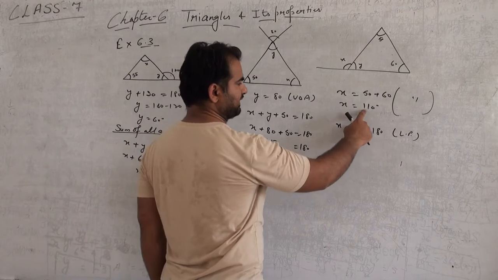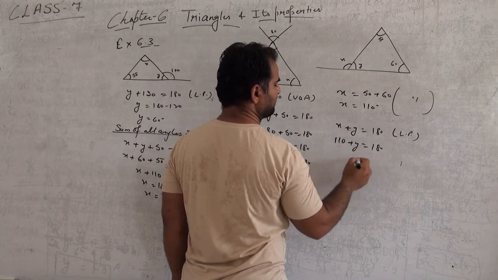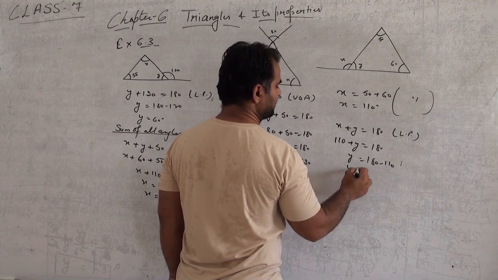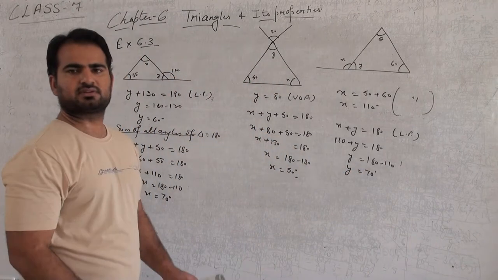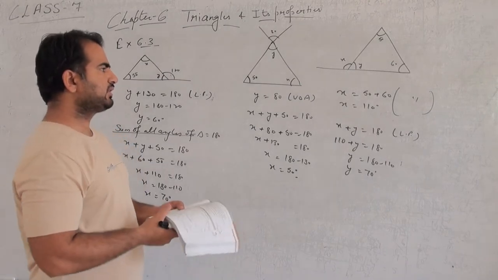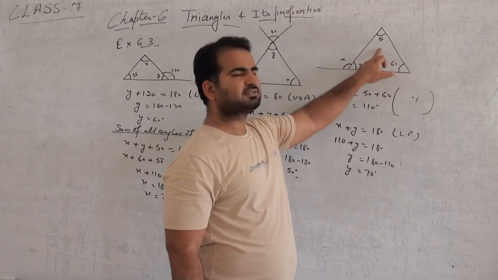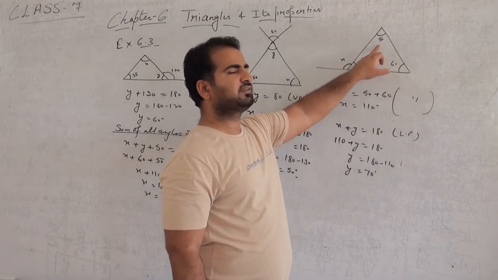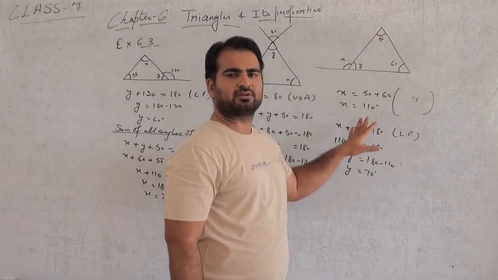And what was the value of x? It was 110 plus y equals 180. Y will be 180 minus 110. So 180 minus 110, y will be 70 degrees. It is the final answer. Okay. Or you can also do this question by the fact that the sum of all three angles is 180. So y plus 60 plus 50 will be 180. So y will be 70. You can use any of the methods.